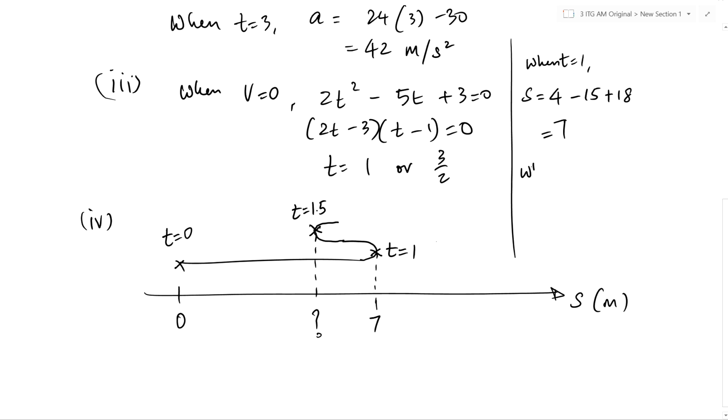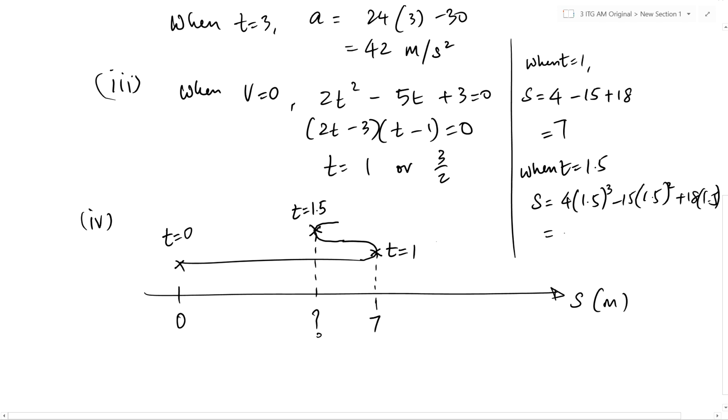So when t equals to 1.5, displacement is 4 times 1.5 to the power 3 minus 15 times 1.5 squared plus 18 times 1.5. How much is this? 6.75. I will assume that you are correct. So this is 6.75. Does the value make sense to you? That 6.75 is on the left hand side of 7 and yet it is on the right hand side. Makes sense, right? Because that's how U-turns work. Of course, this value must be smaller.